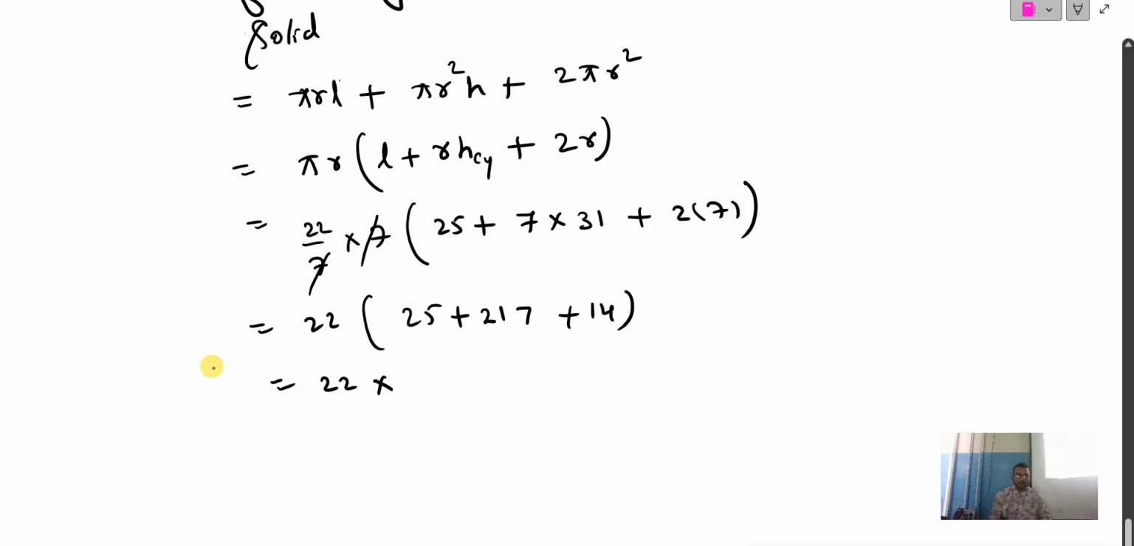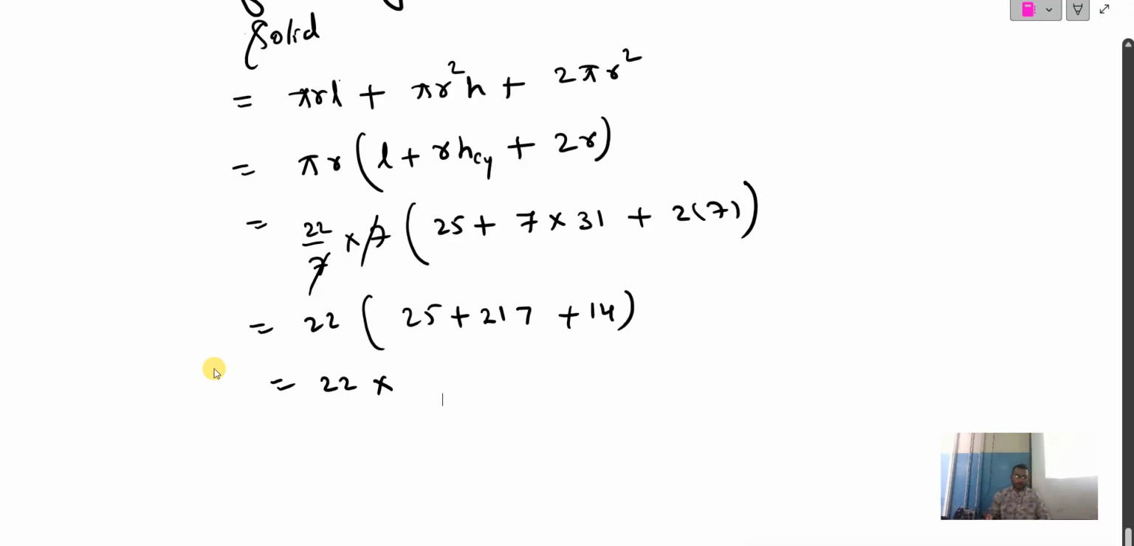22 into 256. How much? 5632. 5632 centimeter square. So this is the curved surface area of the remaining solid. That's it, the answer.